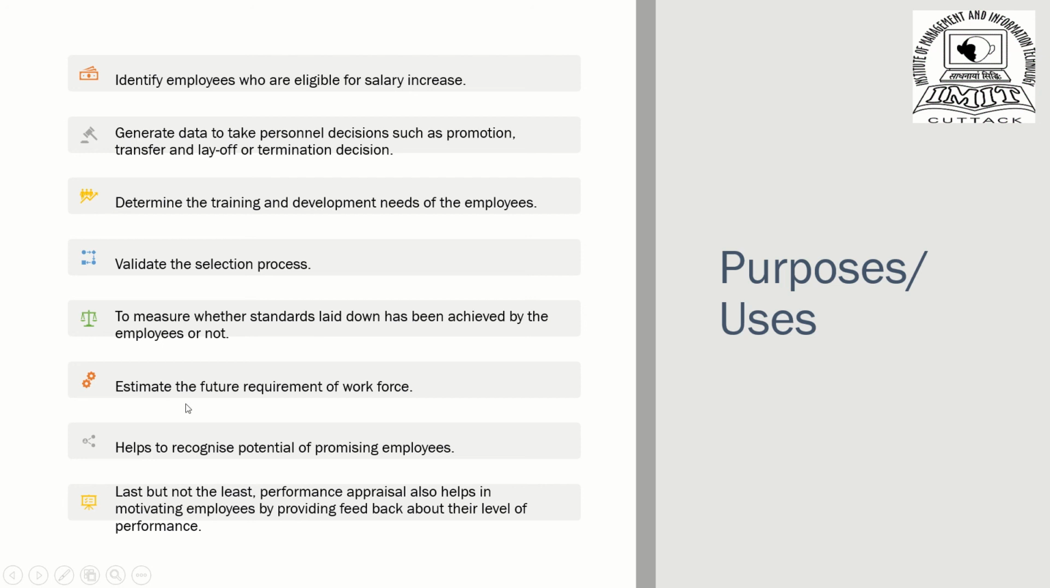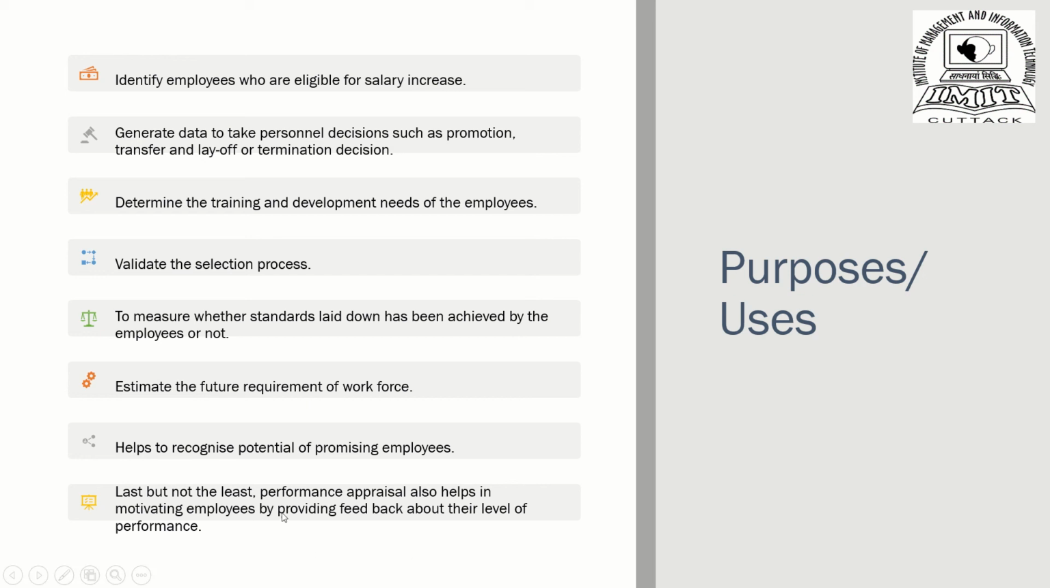Then estimate the future requirement of the workforce. This is also a future estimate, and it helps in manpower planning. When HR has a database of current performance, it helps in manpower planning in estimating the future requirement. It also helps to recognize the potential of promising employees. Potentiality and performance are closely linked, so this is also one of the purposes.